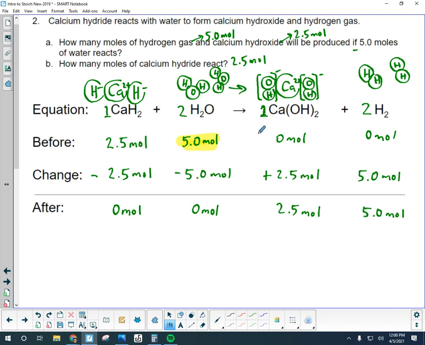Questions up to that point? Okay, so to finish it out, we want to check for conservation of mass. I am going to go ahead and give you the molar masses so that you don't necessarily have to add those up on the periodic table. That'll save you guys a step. Let me give you those values.